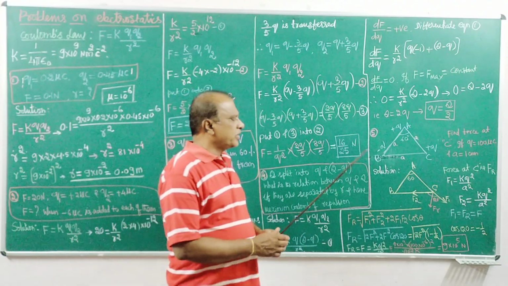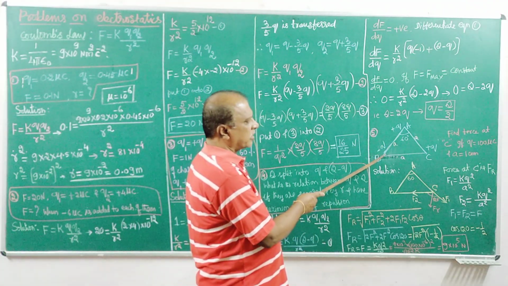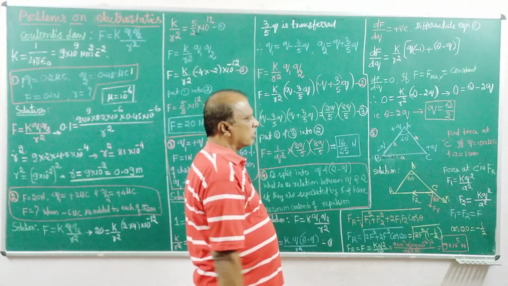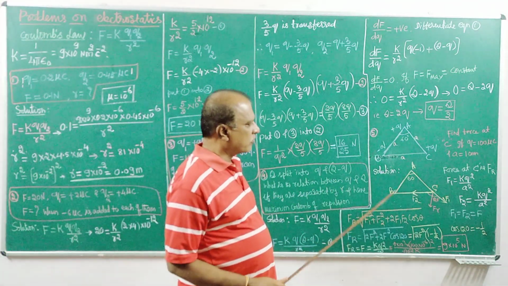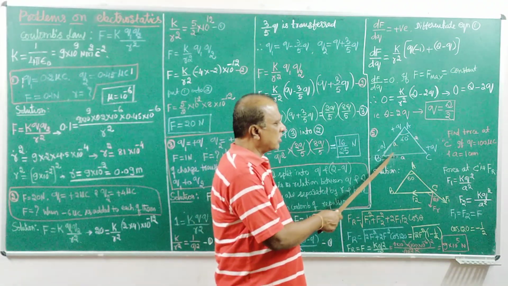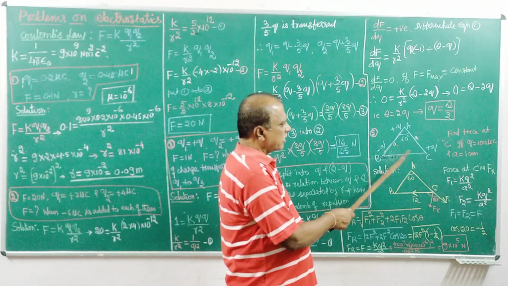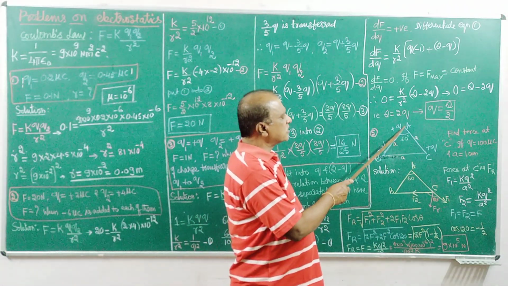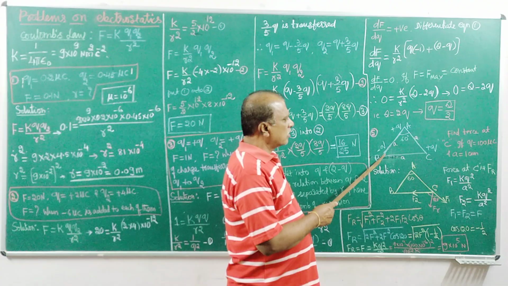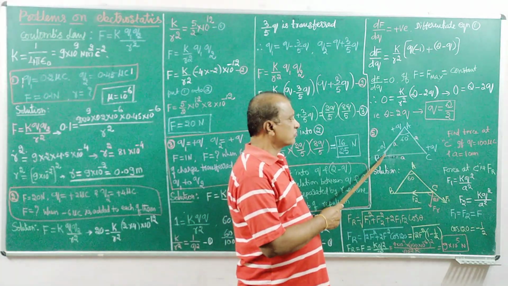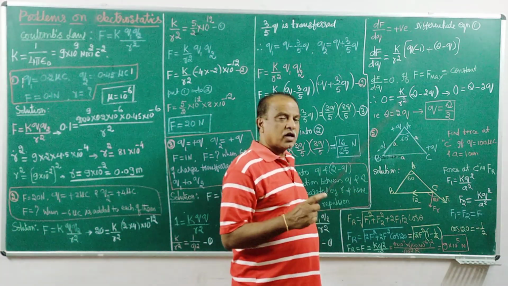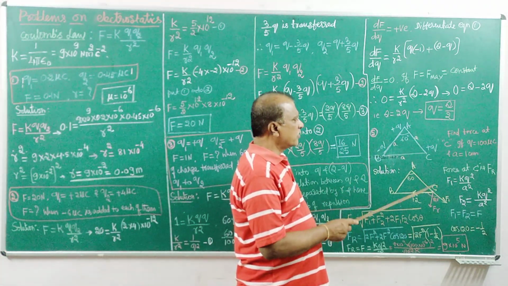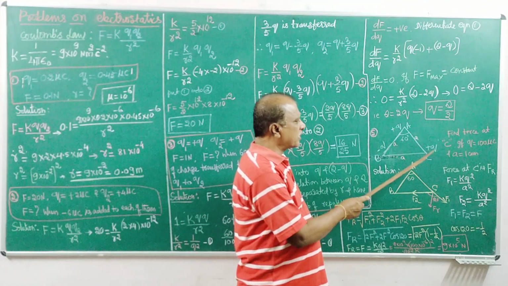And the last problem is a triangle, equiangular, with equal sides. All angles are equal, all sides are equal. What is the problem actually? At the vertices of the triangle, three charges are kept, and the magnitude of all the charges remains the same: Q, Q, Q. The difference is that you have plus Q here, plus Q here, and minus Q here.